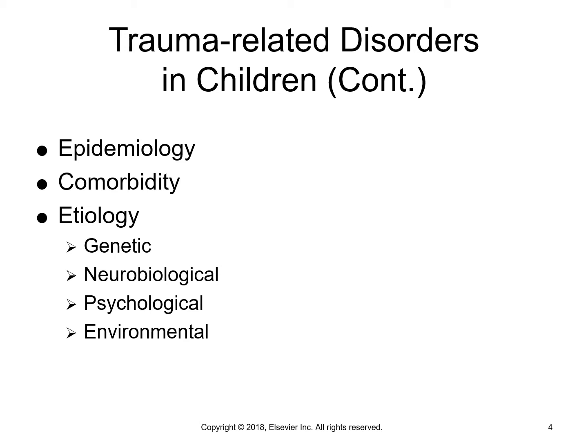Moving on, neurobiological. The first 5 years of life are the most critical period of a child's development. During these first 5 years of life, a child is vulnerable to adverse events.